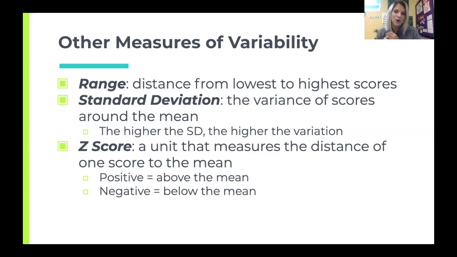Finally, a z-score. We're not going to be talking about this too much in psych, but you may see it from time to time. Z-score is another unit that measures the distance of one score to the mean. So if there is a positive z-score, that means that it is above the mean. And if there's a negative z-score, it means it's below the mean.